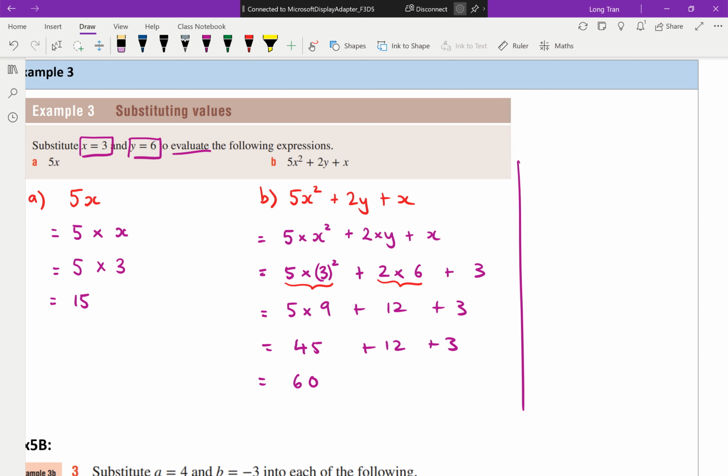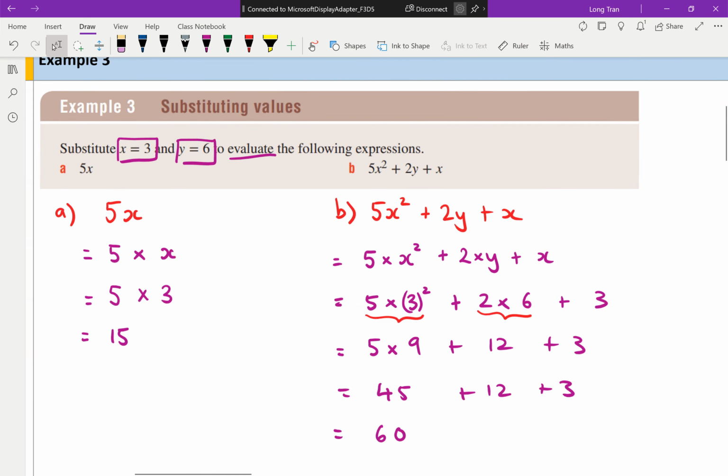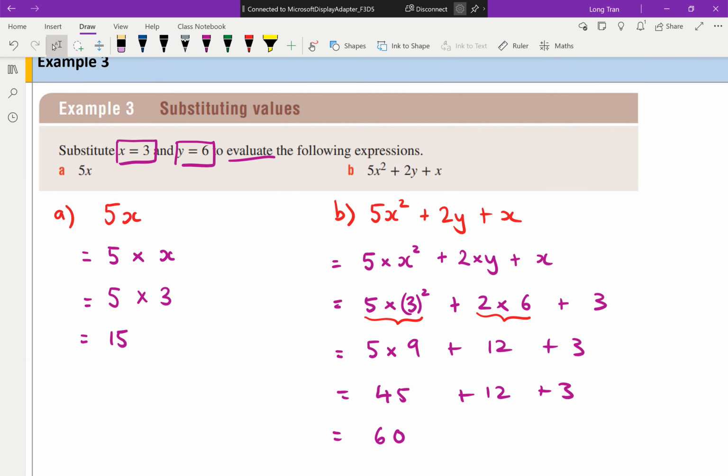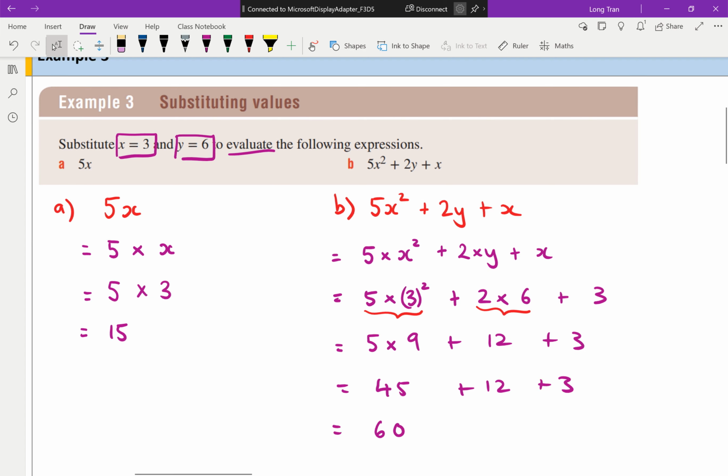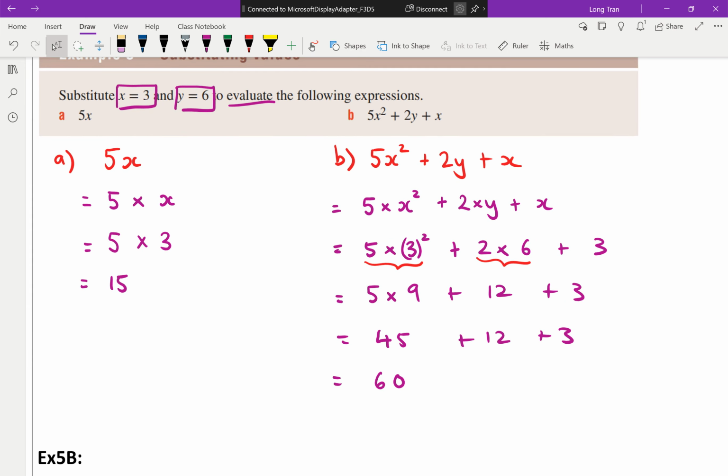Very good. Copy the notes, because that's what exercise 5B is about. This is exercise 5B, Substitution. 5B, make sure to copy it down. And if you can't, it's on OneNote, so you can always refer back to OneNote.